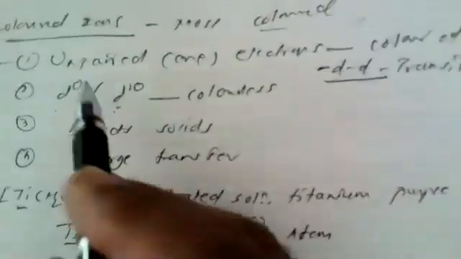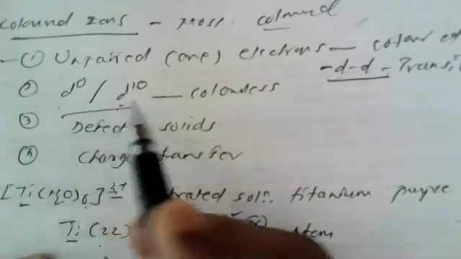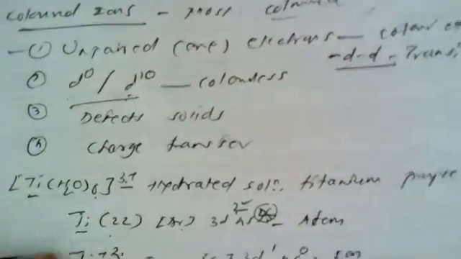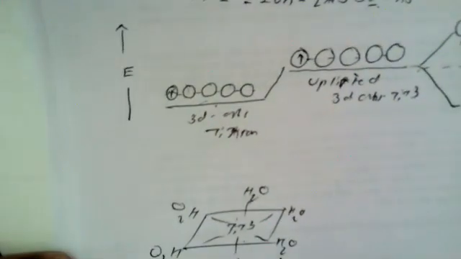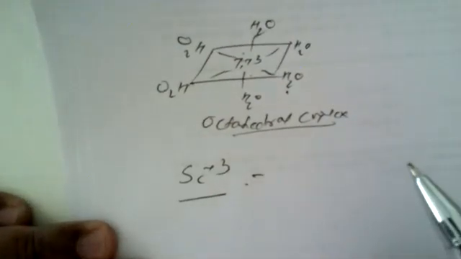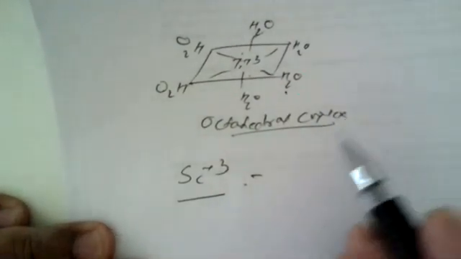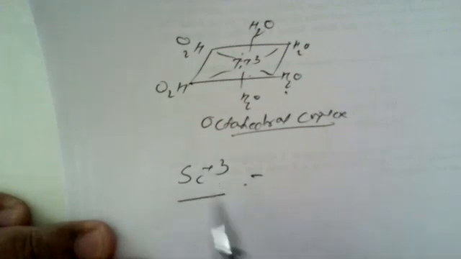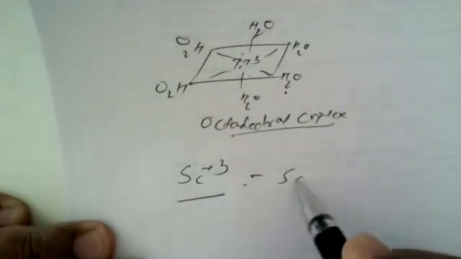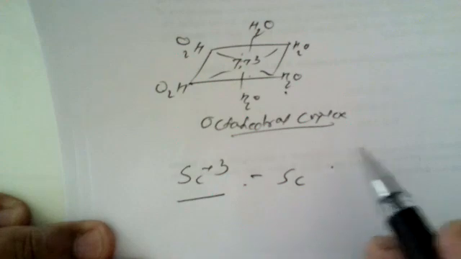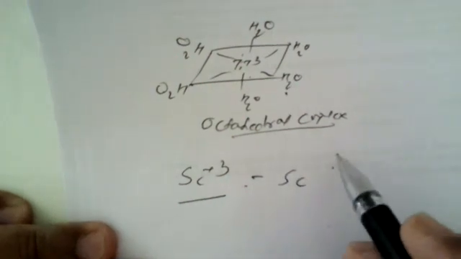Now, here we have written that d0 or d10 configurations are colorless. For example, come to the example of scandium plus 3. If a question of the type is asked, amongst the following ions, which is colorless? For example, scandium plus 3.